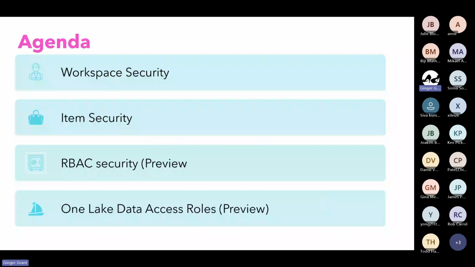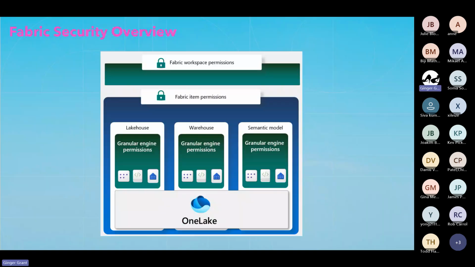All right, so we're going to be talking about workspace security, item security, RBAC security, and then OneLake data access rules. In looking at Fabric security, you can see that there are a number of different layers. You've got the workspace permissions, the item permissions, and underneath the items, that's where you get into the lakehouse, warehouse, and semantic model. And then, of course, that's all on OneLake, so there's security for that as well.